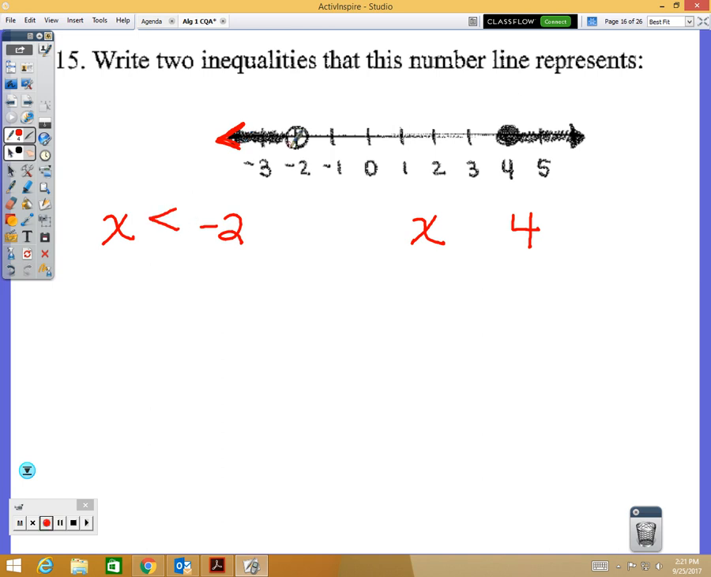So can it be equal? No. Over here, we have this arrow shaded in, but this is a closed circle, so it can be equal. So that is our answer right here. Now, you can have the word or, even better. X is less than -2, or X is greater than or equal to 4. Any questions about that one?